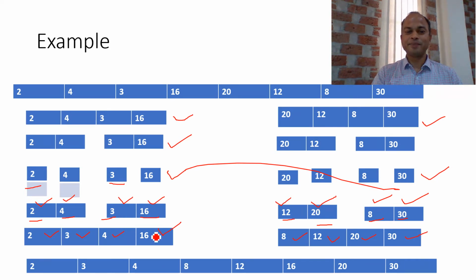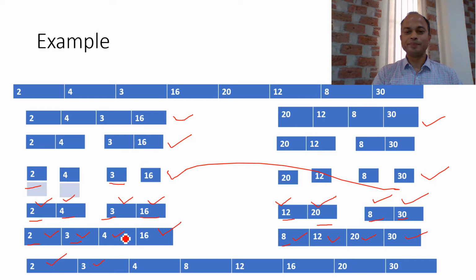Now we are combining this subarray and this subarray. We are comparing this 2 and 8. 2 is smaller, so we have copied 2 here. Now we are comparing 3 and 8. Smaller one is 3, so we have copied 3 here.